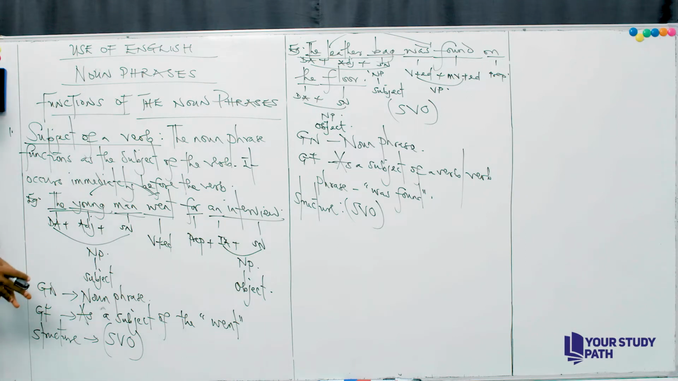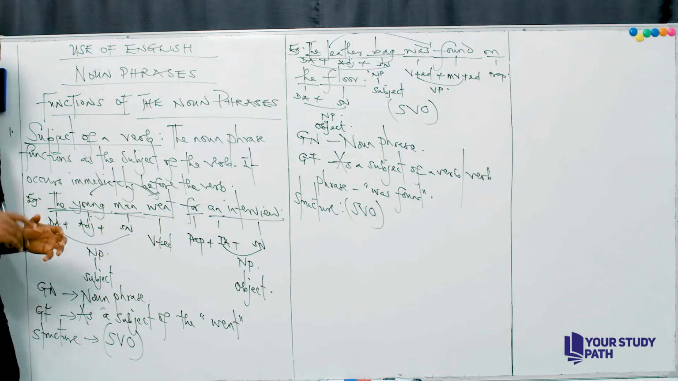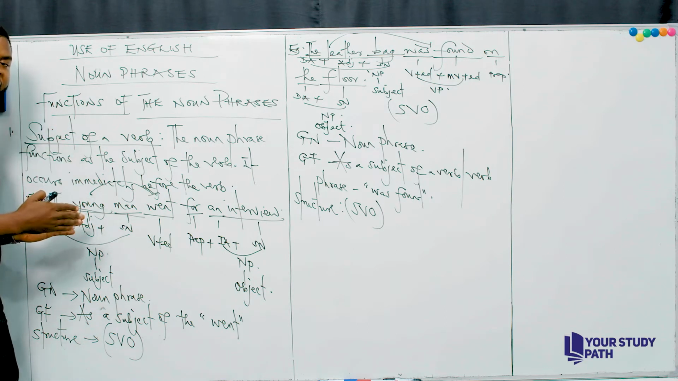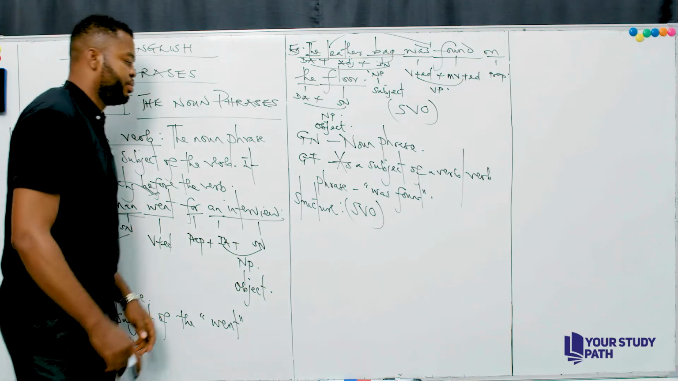You have: the young man went for an interview. So you have the young man, which is the noun phrase, functioning as a subject. Okay? So here you have the noun phrase functioning as the subject of the sentence. And you can see that it's occurring first at the very beginning of the sentence, and it's coming immediately before the verb, and it's making reference to the verb. Those are the things that you look out for in order to identify the subject of a verb. Is that taken?